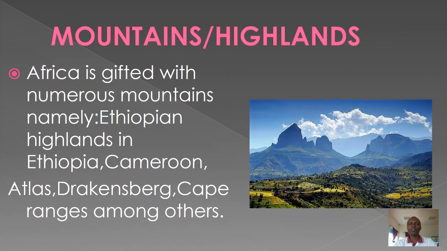Mountains and highlands. Africa is gifted with a number of mountains, which include the Ethiopian highlands, Cameroon highlands, Atlas, Drakensberg, Cape Ranges, among others. This illustration you see beside is the Ethiopian highlands. You can see how it looks like.